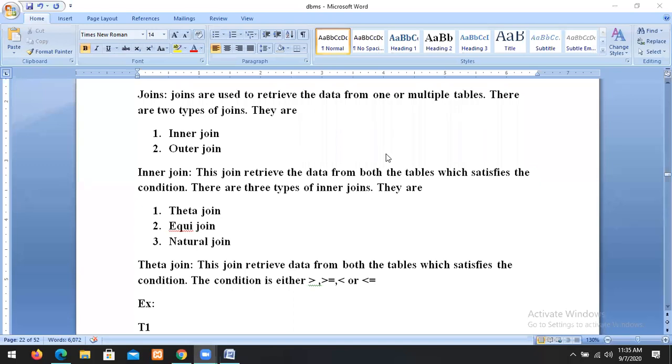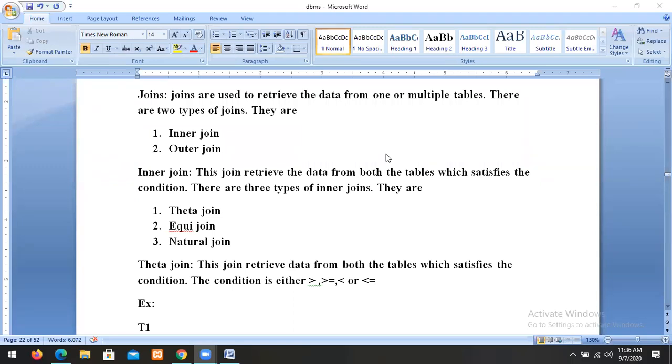First we go for what is inner join. An inner join can retrieve the data from a table when the table satisfies the condition. This join retrieves the data from both the tables which satisfy the condition. When the join satisfies the condition, then we can retrieve the data from multiple tables.